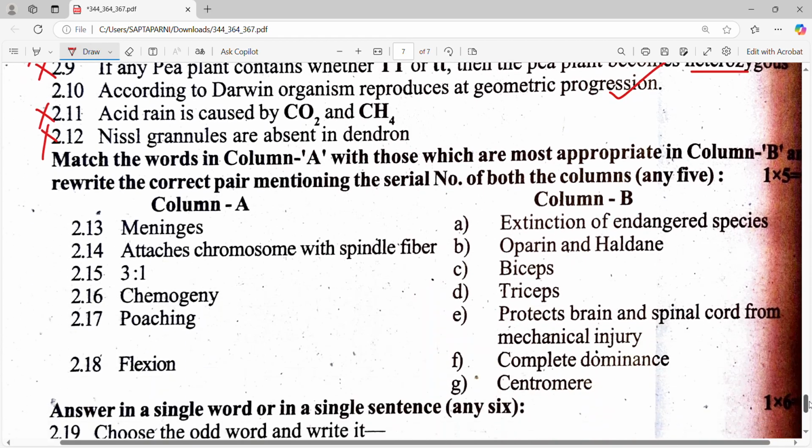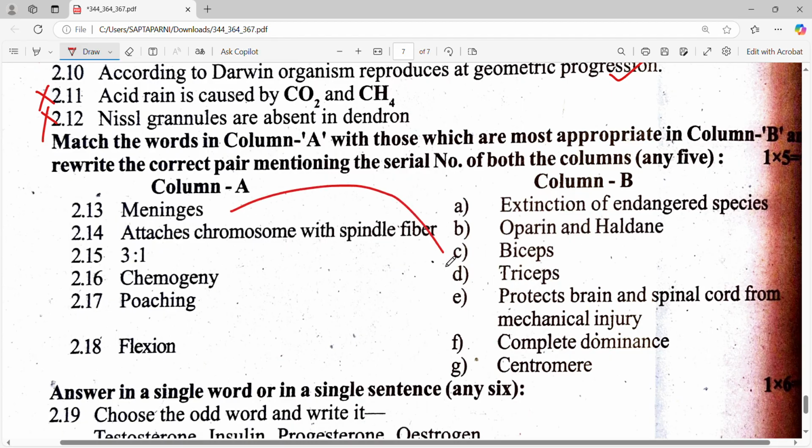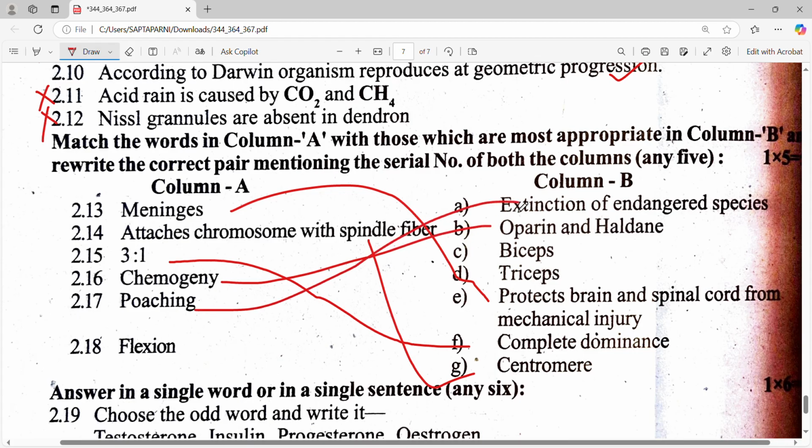Okay. Next, you have to match the columns. Meninges protects the brain and the spinal cord from mechanical injury. Attaches chromosome with the spindle fiber. Who attaches the chromosome with the spindle fiber? It is centromere. 3:1. 3:1 is the phenotypic ratio in the F2 generation of the monohybrid cross in case of complete dominance. Okay. Chemogeny, Oparin and Haldane. Poaching, extinction of endangered species. Flexion is the property of biceps. Okay, so triceps is not matched with any one.